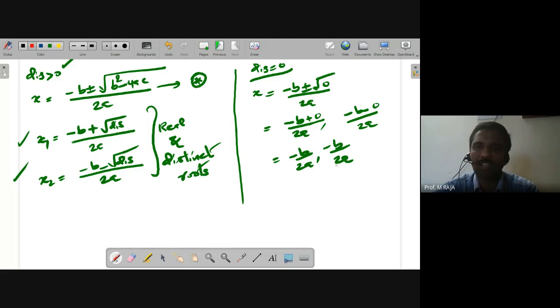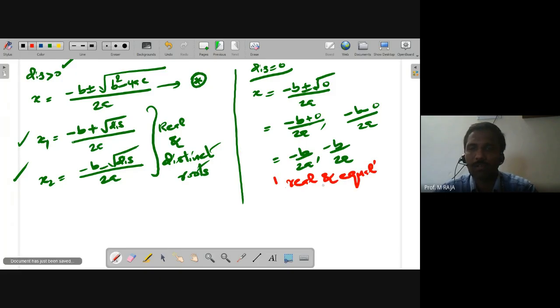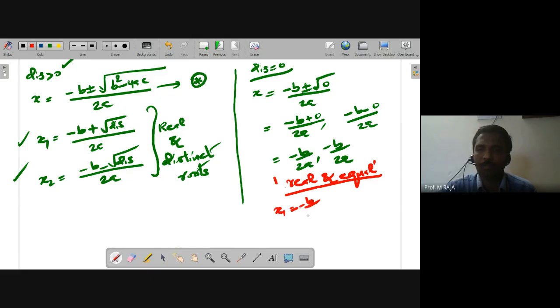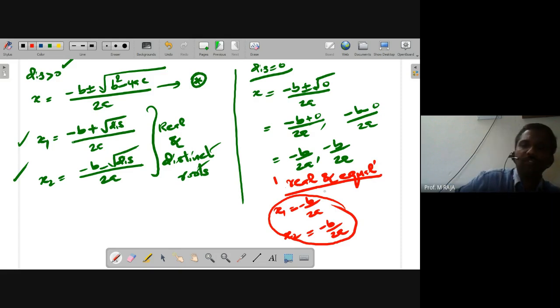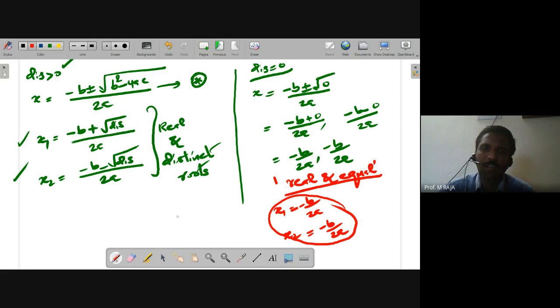Here we have the nature as roots are real and equal. Both roots are the same. x1 is equal to minus b by 2a. x2 is also equal to minus b by 2a. We can write separately x1 is equal to minus b by 2a, x2 is equal to minus b by 2a, or even use the multiple assignment statement: x1 is equal to x2 is equal to minus b by 2a.